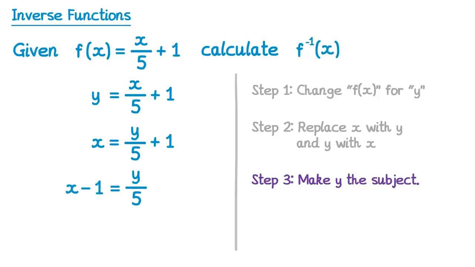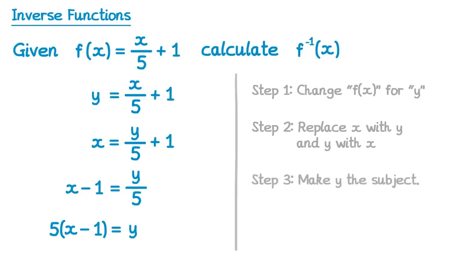And then I have y over 5, so I can multiply by 5 on both sides. On the right hand side, this will cancel the 5 to give me just y. And on the left hand side, I've got x minus 1 there, and I need to multiply this all by 5. The best way to do this would be to put it inside a bracket, and then multiply by 5.